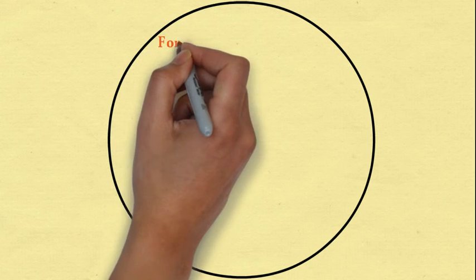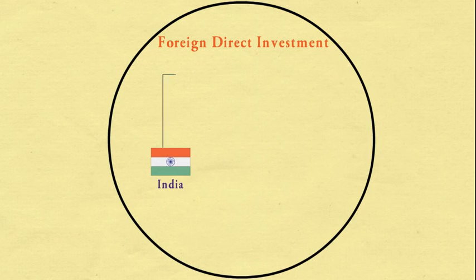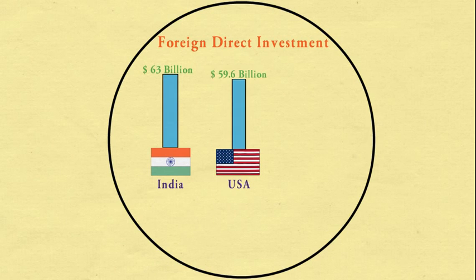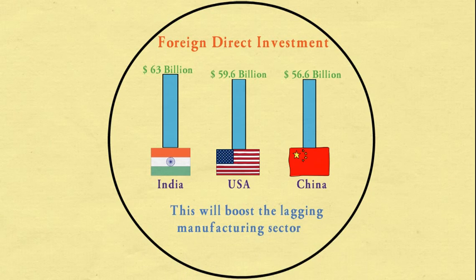As a result of Make in India, India has received $63 billion of foreign direct investment or FDI in 2015, surpassing the FDI received by USA and China. This will boost the lagging manufacturing sector.